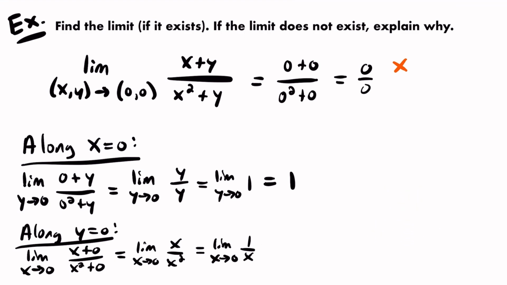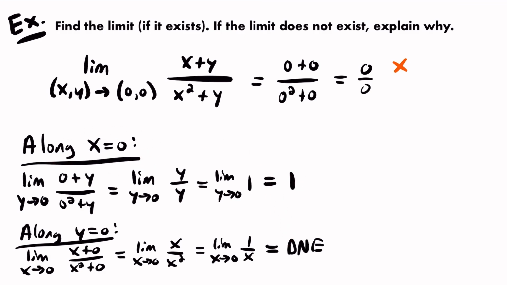So the limit for the path along y equals 0 does not exist, which you might think is a problem, but that's actually okay. Because what that tells us is that as you approach the point 0, 0 on the surface along the path y equals 0, the limit does not exist, which is different from the limit that we found for this other path.